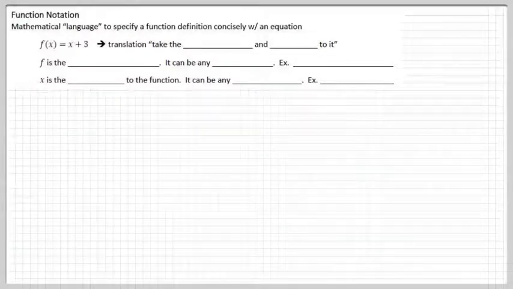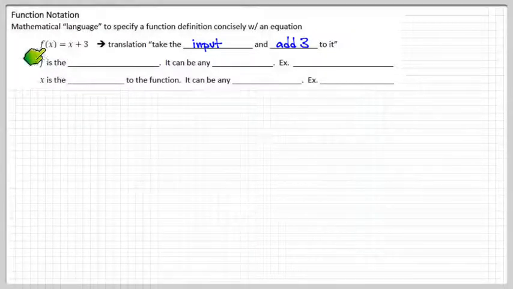Okay, let's talk about function notation. We define a function with this kind of language. And in this case, it's not f times x, it's f of x, where f is a function name. So it's all about context. In this context, it's not multiplication. What this notation is saying is that we take our input, and in this case x is called the input, and we add 3 to the input. That's what the function does.